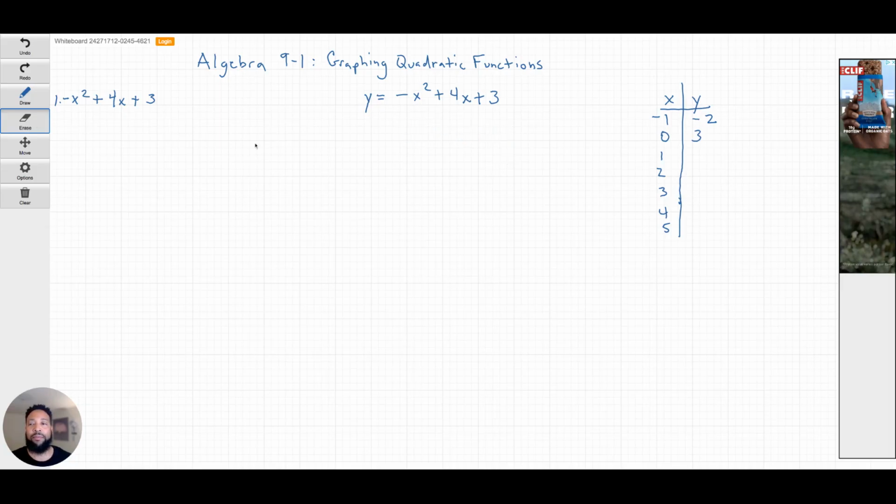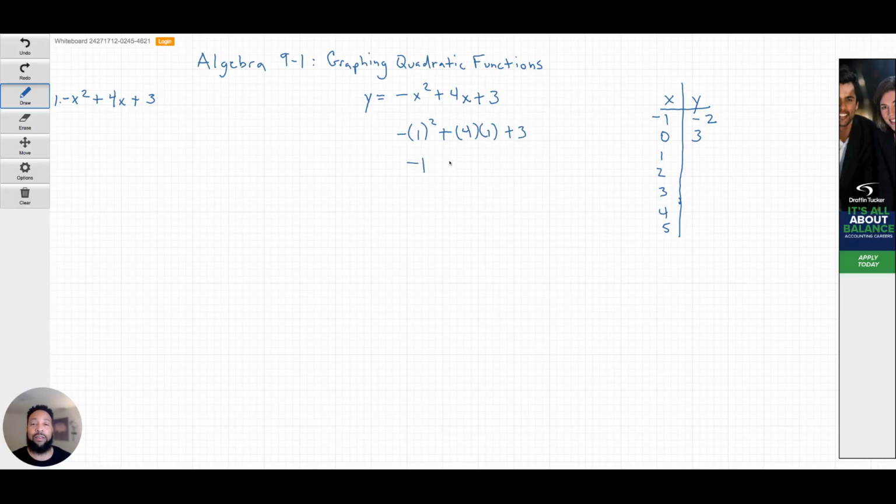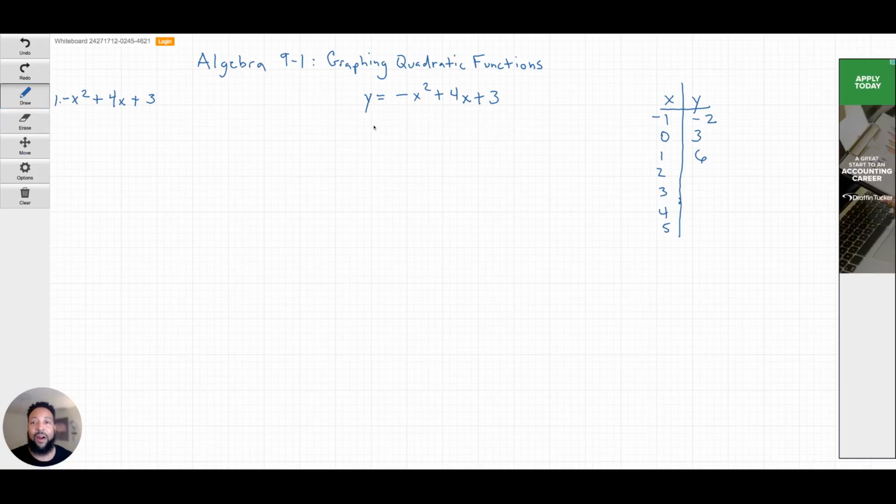Okay, next problem. We plug in 1, since before we plugged in negative 1. So now it's just negative 1 squared plus 4 times 1 plus 3. So 1 squared is 1 times 1, which is 1, but we still have a negative here, so that's a negative 1. 4 times 1 is 4, so plus 4, and then plus 3. So we have 4 minus 1, which is a 3, plus another 3, which gives us 6 whenever x is 1.